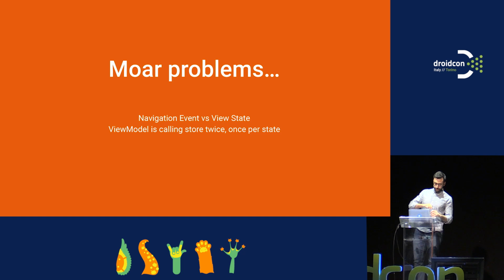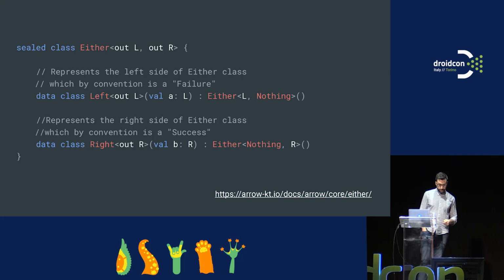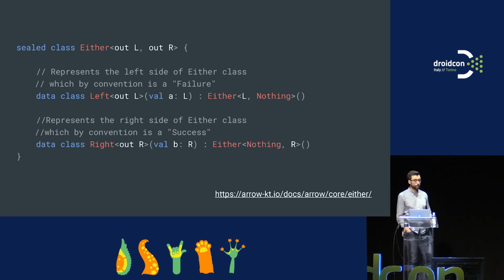So here's where we start introducing new concepts, and the first one we want to introduce is a class called Either. Don't worry, I'm not going to be another Spanish guy talking about Arrow. This is just a reference for the documentation. This is very well done. It has a lot of proper videos explaining what this means and proper text documentation about it.